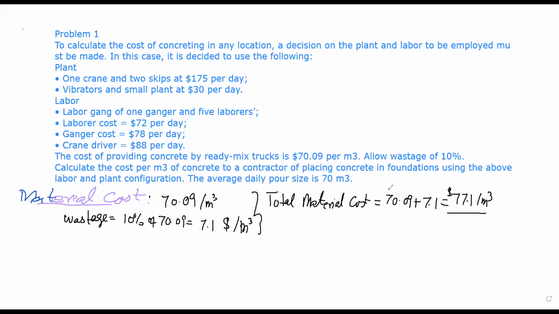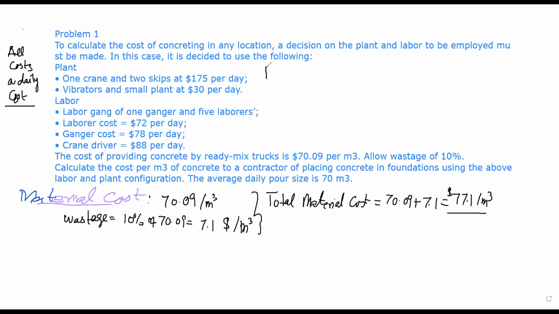In this case, all the costs are daily costs. Okay. So all costs in this are daily costs because we have not been given any total quantity for the concreting. So all the costs are daily costs.